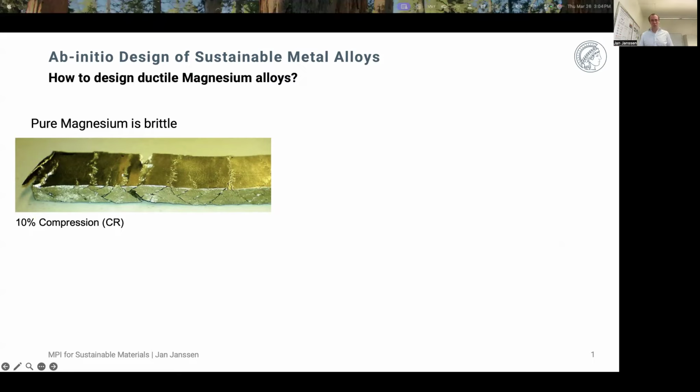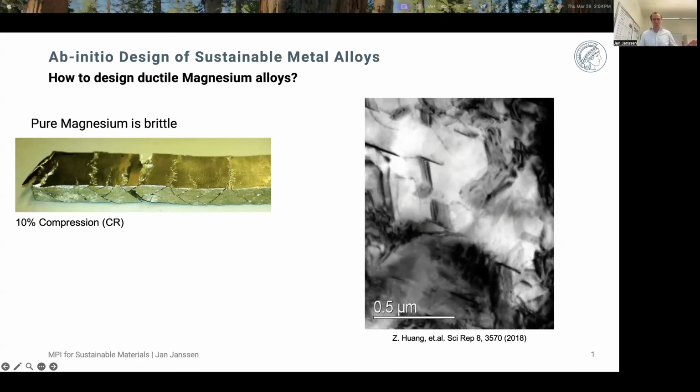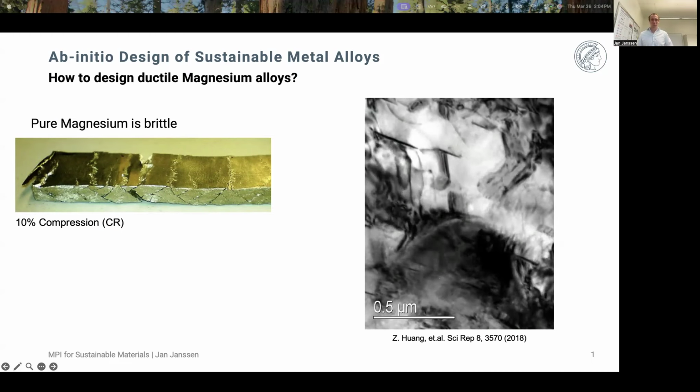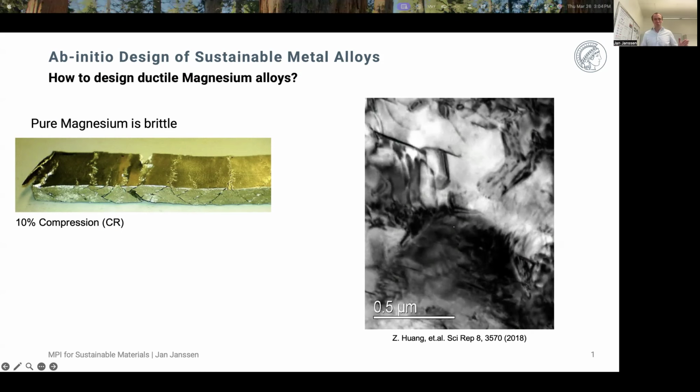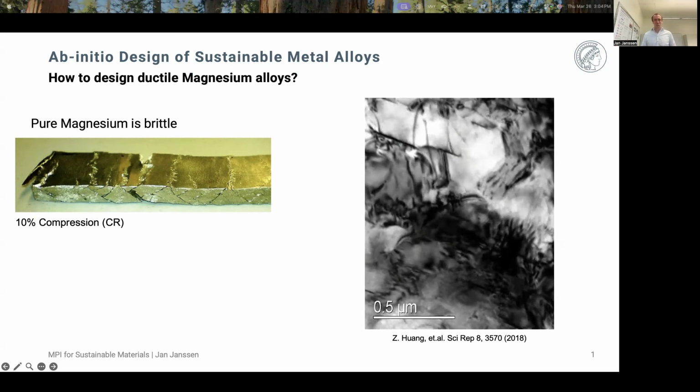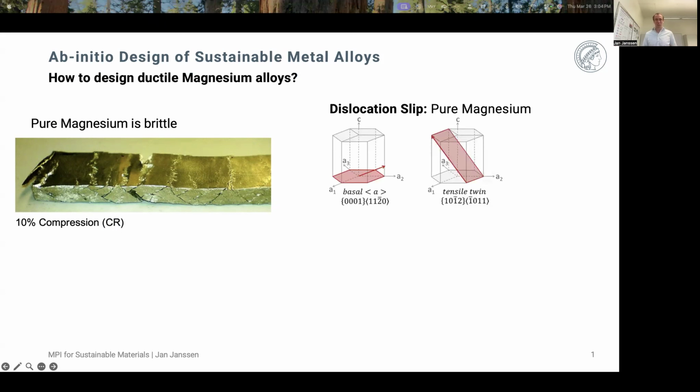We would like to use it in cars or other applications, but we can't because it's so brittle. If we look at it under the TEM, we can see these lines moving through. These are the dislocations moving through our material. As long as they move, everything is fine, but when they get stuck somewhere, that's what causes the brittle fracture. Also on the theoretical side, we know the dislocation slip planes, and pure magnesium only has 2, the basal and the tensile twin one.